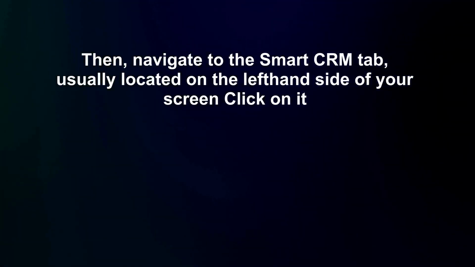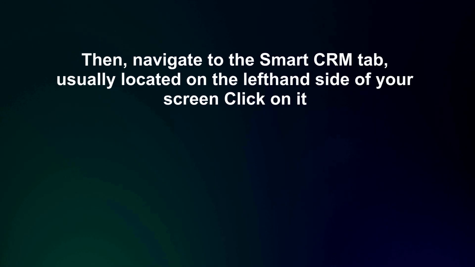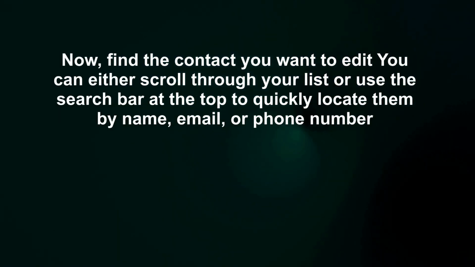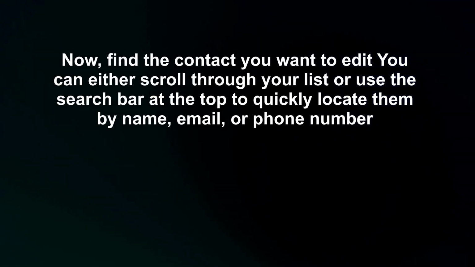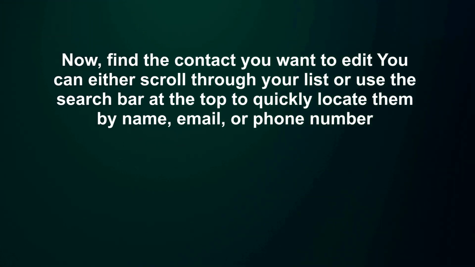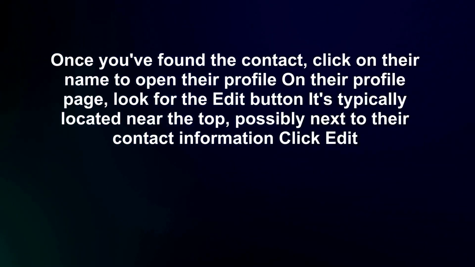Then, navigate to the Smart CRM tab, usually located on the left-hand side of your screen. Click on it. Now, find the contact you want to edit. You can either scroll through your list or use the search bar at the top to quickly locate them by name, email, or phone number. Once you've found the contact, click on their name to open their profile.